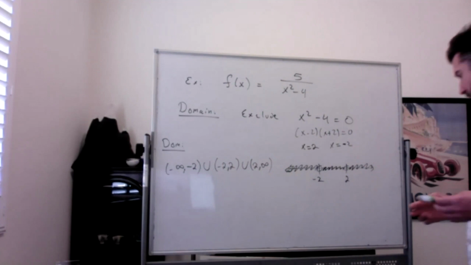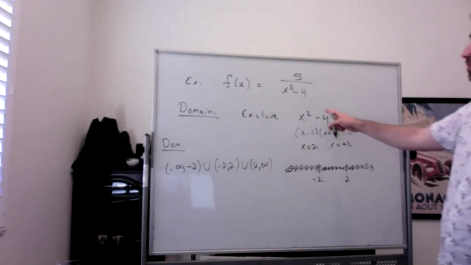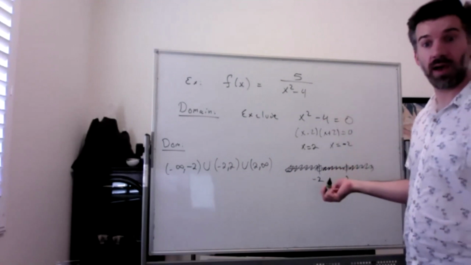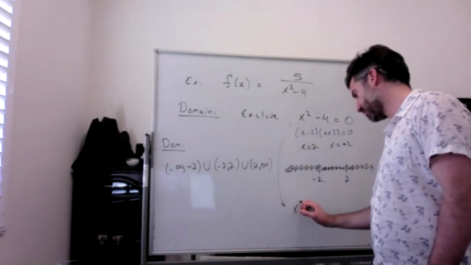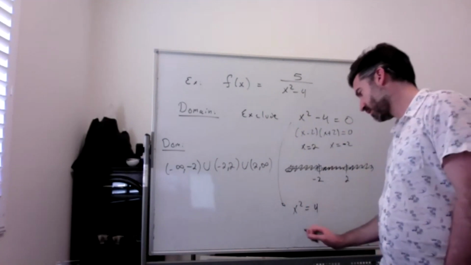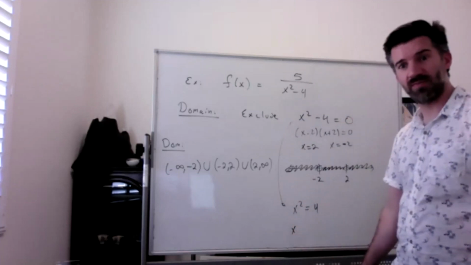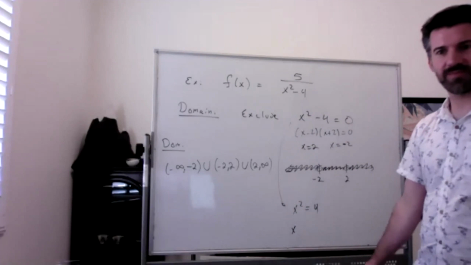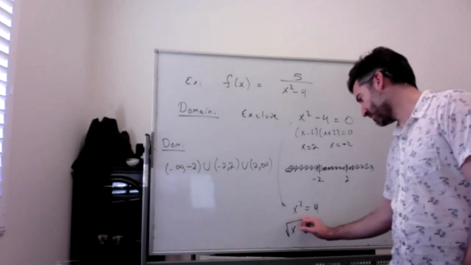I do want to point out, because this is something that comes up, if I had solved this the other way, if I had said x squared equals 4, this is where I want to say something. I'm going to do the square root of both sides.